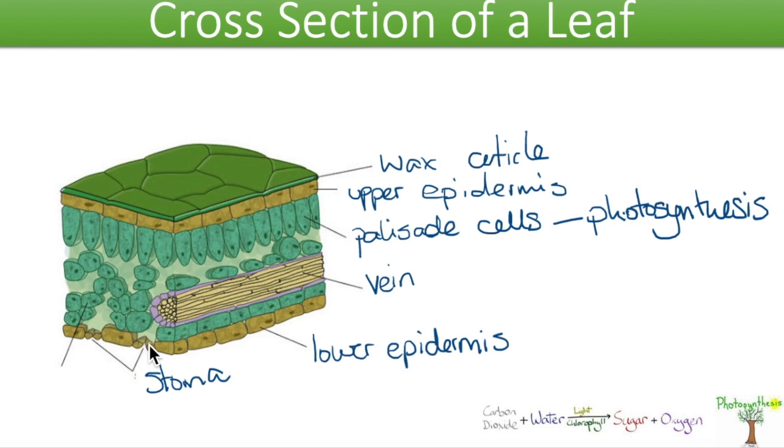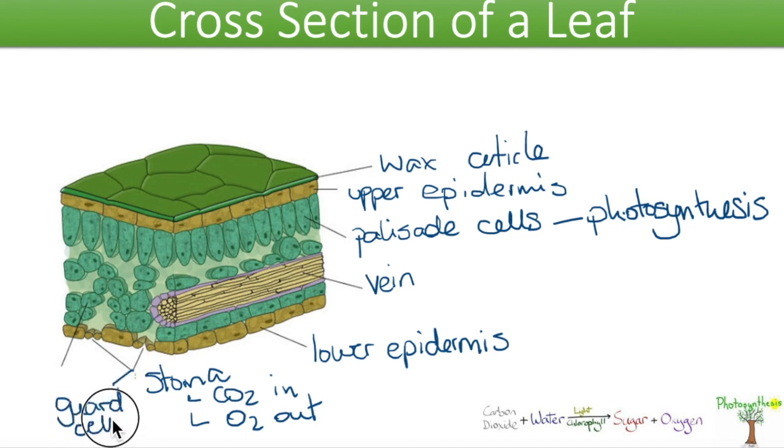And it's like a little hole, a little pore that allows carbon dioxide in and oxygen out. So let's have a look. We have CO2 in and we have O2 out. However, what you'll notice is the stoma has these two cells here which are called guard cells, and they basically open and close, regulating how much carbon dioxide is allowed in and how much of the oxygen is let out.